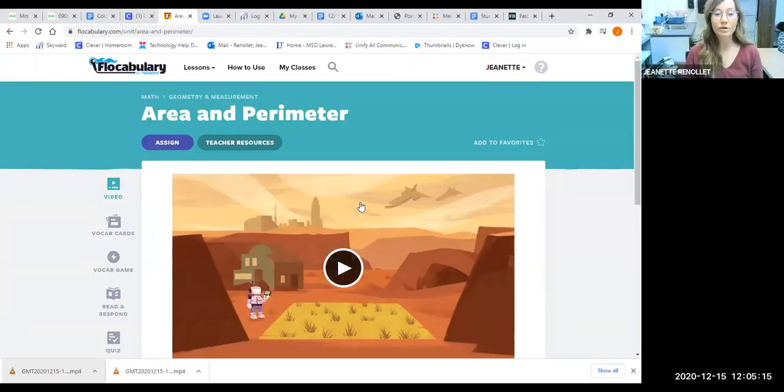Today in math, we're going to continue studying the area of rectangles, and today we're going to introduce a new concept called perimeter. Can you say perimeter? Today we're going to start by focusing on watching a video to help us distinguish the difference between area and perimeter.